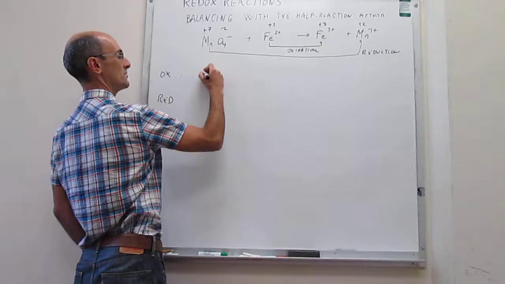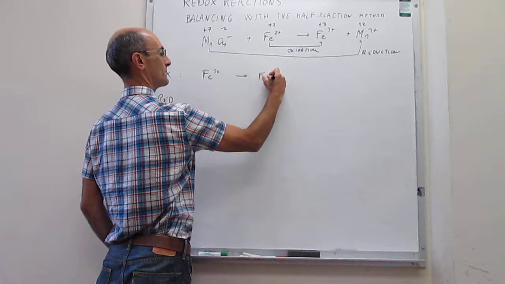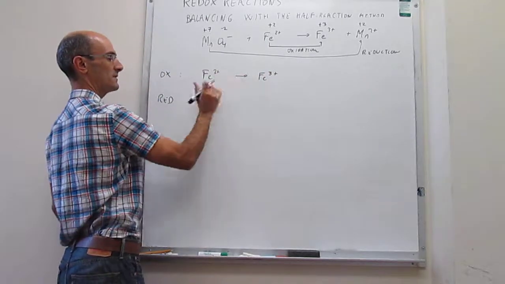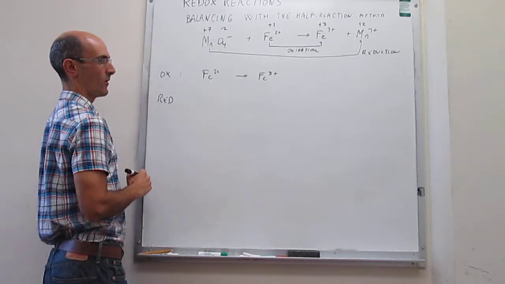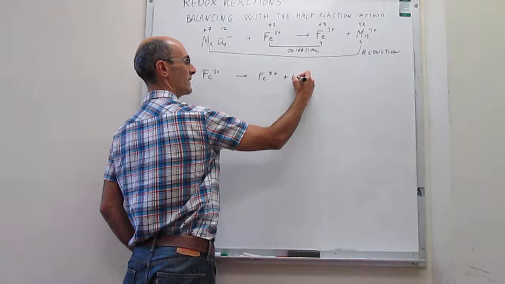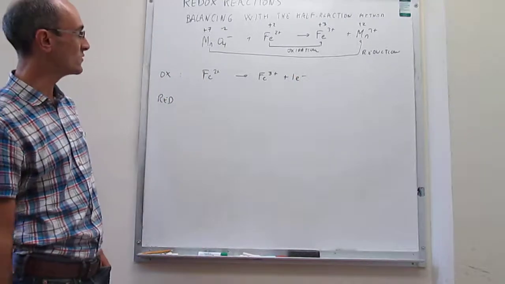The oxidation is iron 2 plus to generate iron 3 plus. The atoms are balanced. There's no oxygen or hydrogen, so we don't have to worry about this. We just have to balance the charge by adding here 1 electron. So that half reaction is balanced. Let's go to the reduction then.